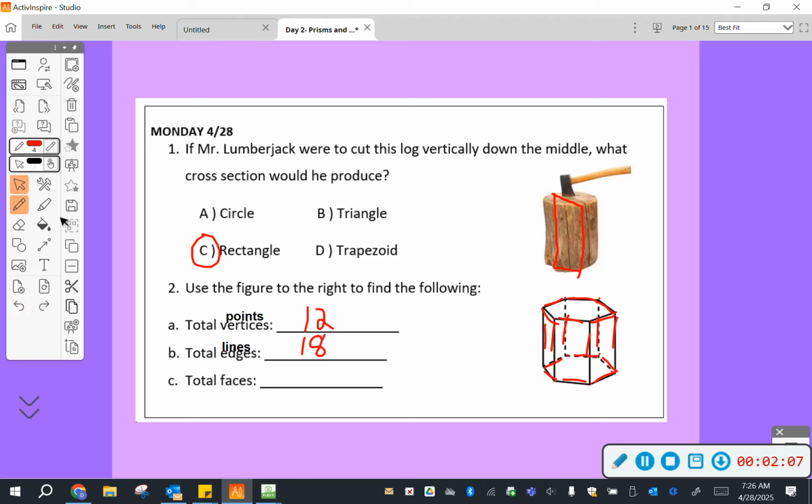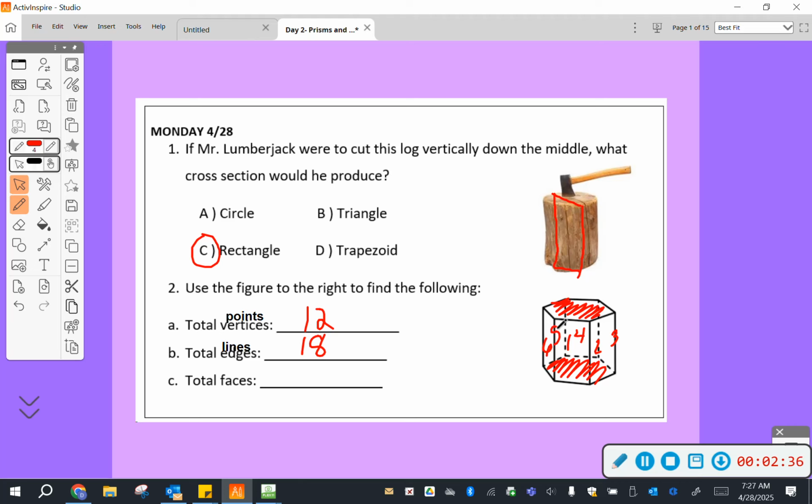Last but not least, how many faces do we have? What are faces? The flat surfaces. So do you agree we have one up top right here? That's one of my bases. And we have one on the bottom. That's another base. So we have 2 bases. And then how many flat surfaces around? We have 1, 2, 3, 4, 5, 6.